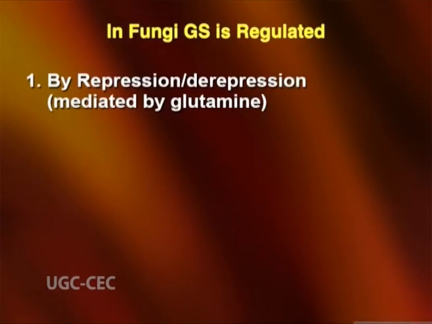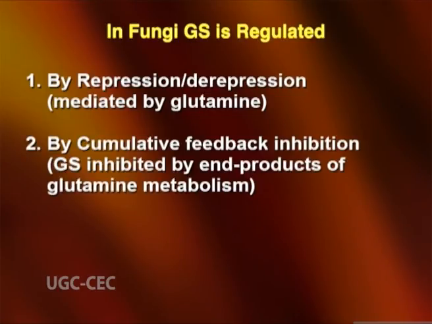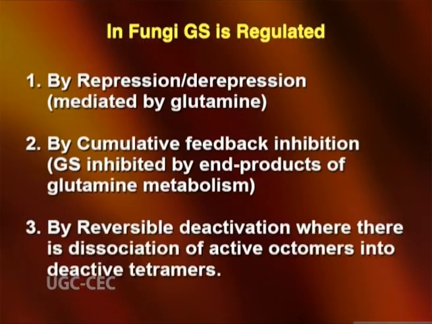In fungi also, this enzyme is regulated in 3 ways. First, by repression and derepression mediated by glutamine. Second, by cumulative feedback inhibition, where GS is inhibited by end products of glutamine metabolism. Third, by reversible deactivation, where there is dissociation of active octamers into deactive tetramers.